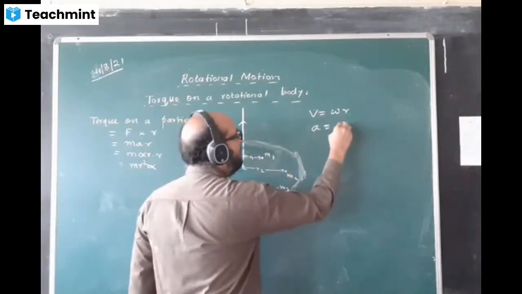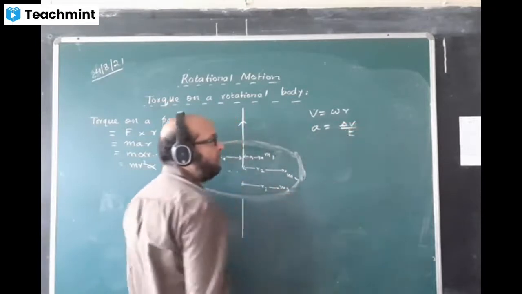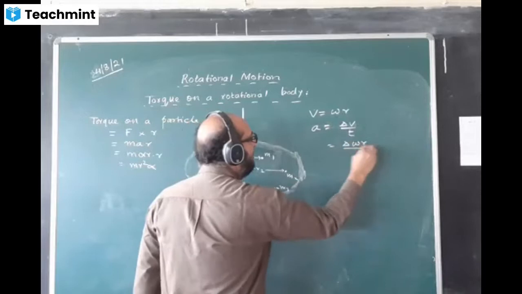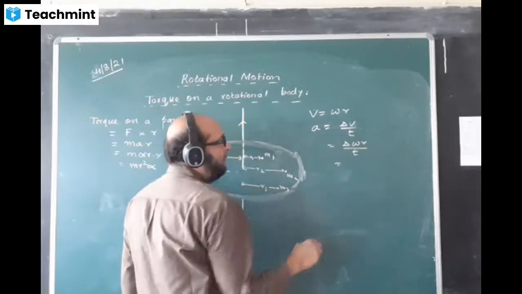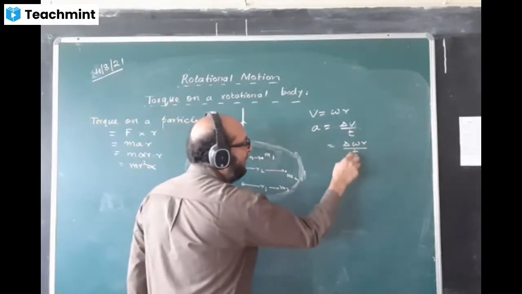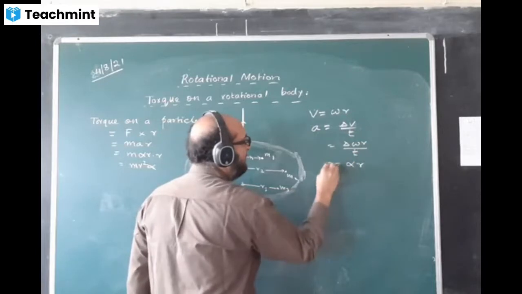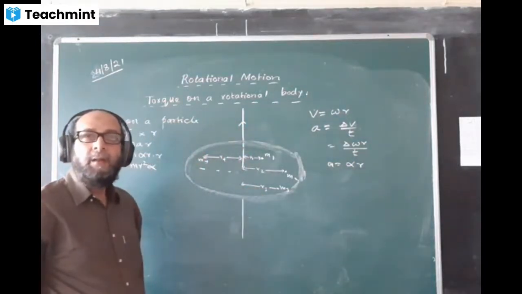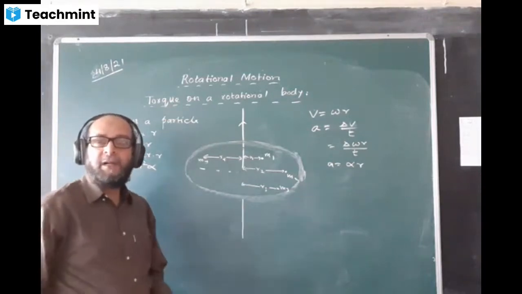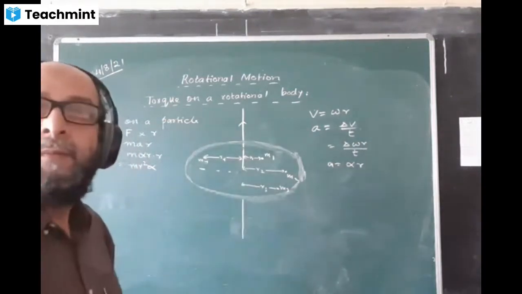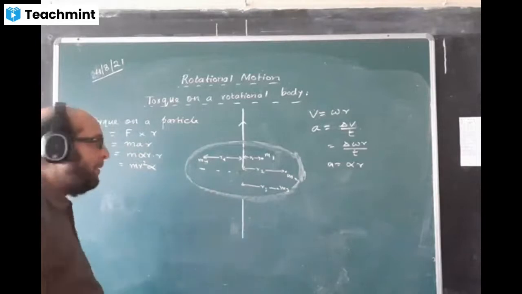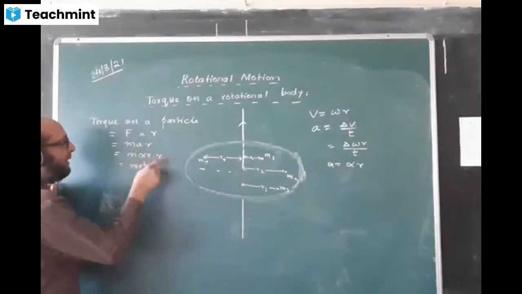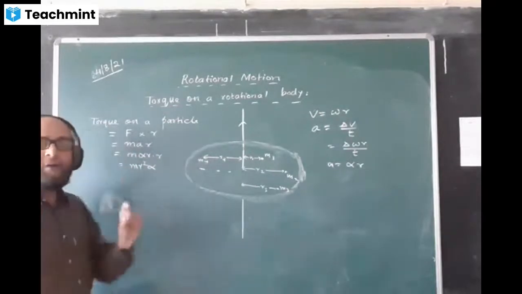A is actually change in velocity by time. So change in velocity is like omega R by t. Delta omega by t is called angular acceleration, alpha, and this R remains as it is. So A value I'll be writing as alpha R. Finally the answer becomes M R square alpha. This is the formula of torque on any particle.